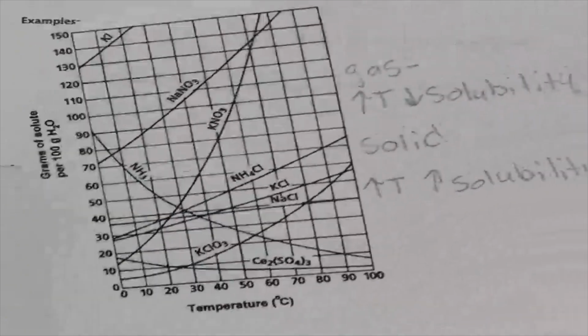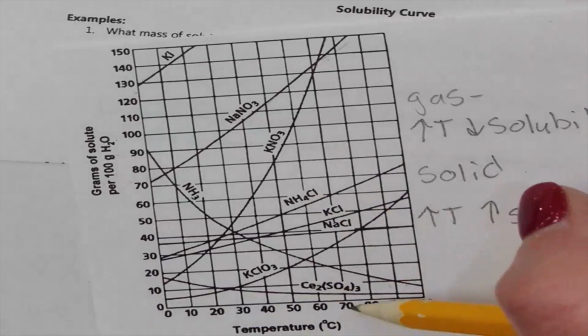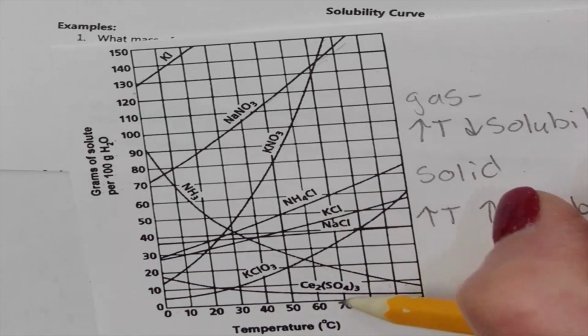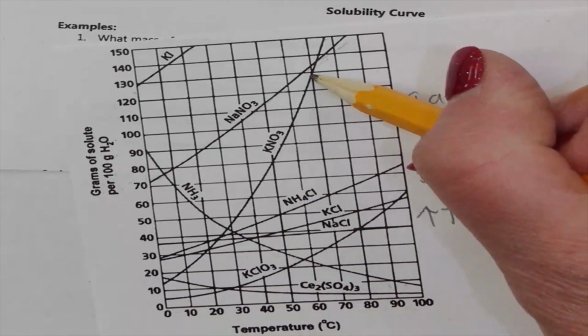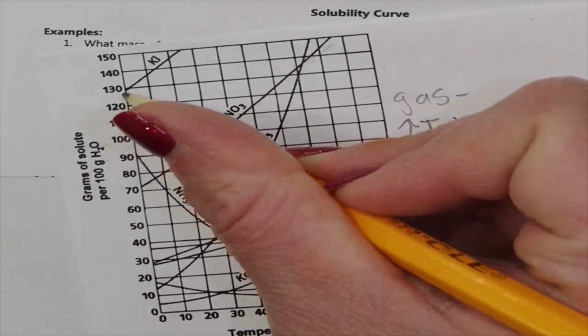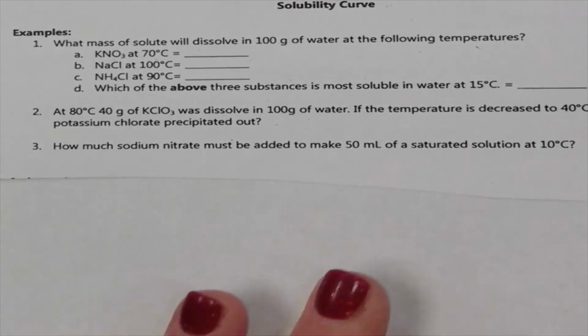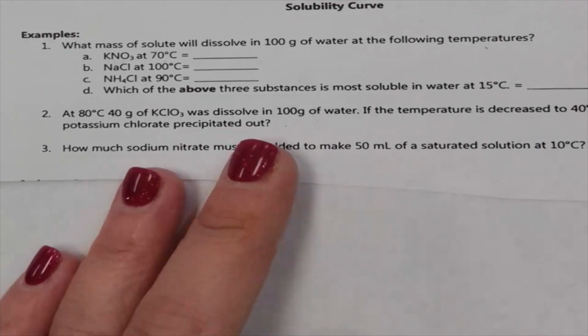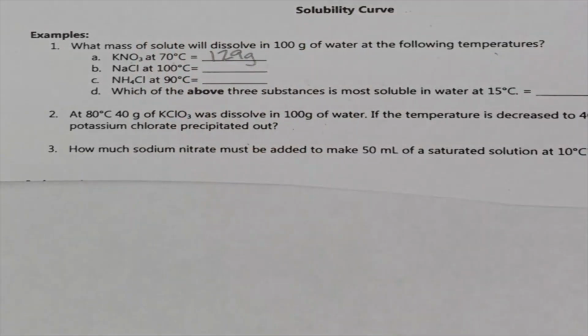So what this is asking us to do is to find the point of saturation. So I'm going to take 70 and I'm going to go all the way up to my potassium nitrate line, which is right here. And I'm simply going to read over, and I see it's just under the 130. So I would say maybe 129 grams. Now, if you read it as, say, 130 grams, that would be fine. There is some interpretation within these graphs.